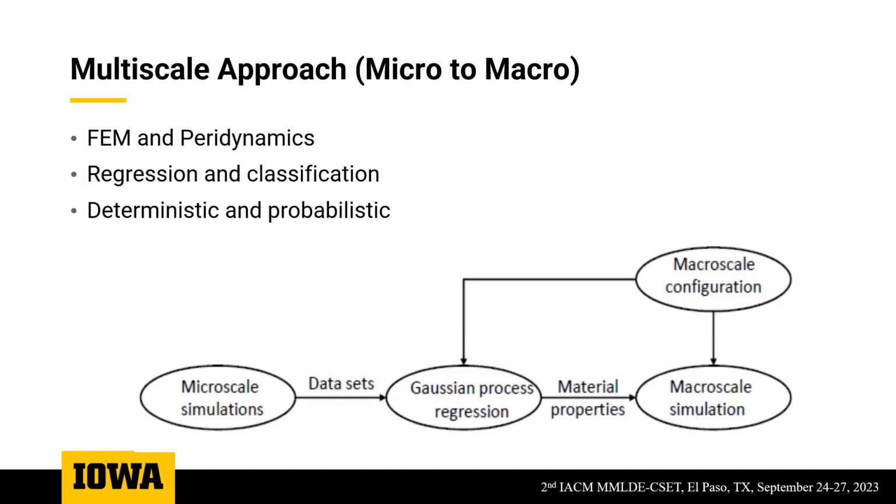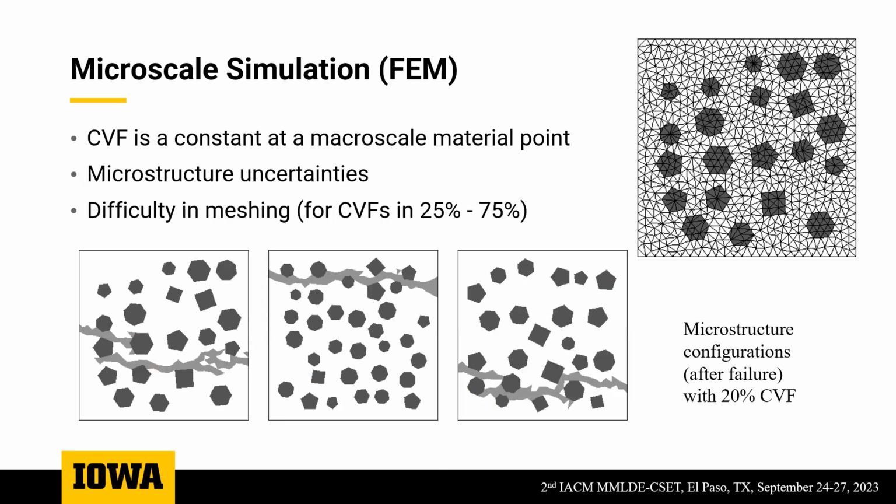The machine learning models could be deterministic and probabilistic. We first use the finite element method to do the simulation at the microscale. Here we consider the microstructure uncertainty, which includes the size, orientation, and geometry of the particle. Those are the uncertainties in the microstructure. Given a particular ceramic volume fraction, we can generate different microscale configurations. Then we do the simulation.